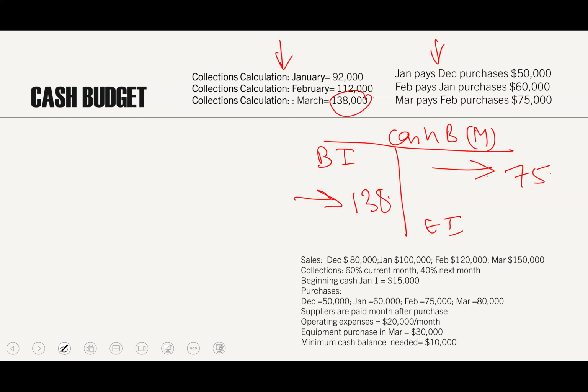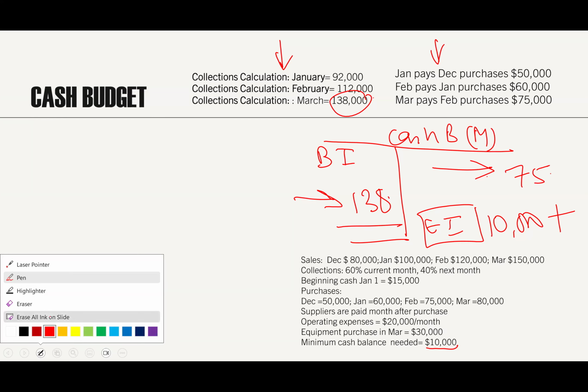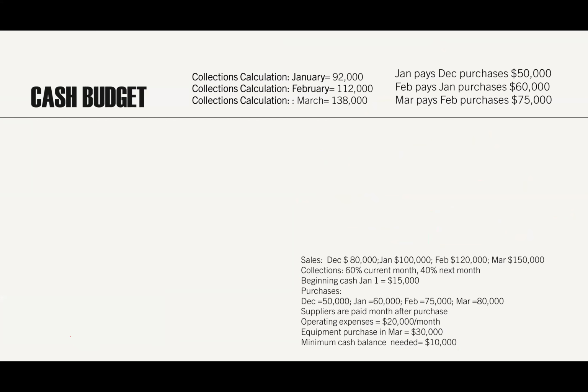So we will have to figure out if your receipts are more than all the payments that you are making, then you'll have some ending balance. Remember, the question is saying minimum should be 10,000. It can be more than 10,000. So we will figure out what our cash budget is going to look like. But these are the three numbers we need to add once we get to the problem.